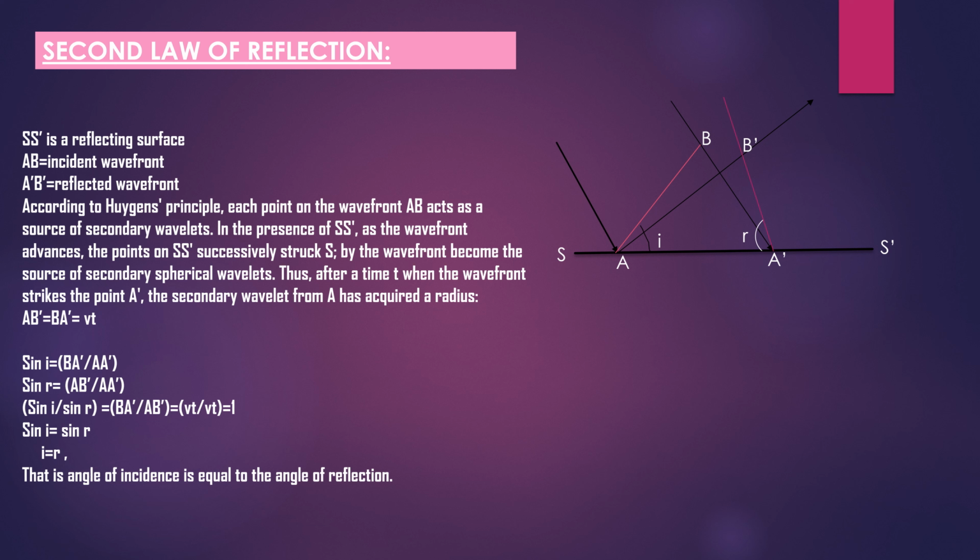Sine I now equals sine R. If sine I equals sine R, then the angles must also be equal. So, with this logic, we get I equals R, that is, the angle of incidence equals the angle of reflection. So, that is it for the second law of reflection.